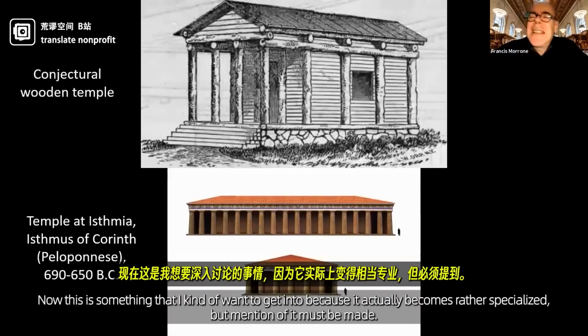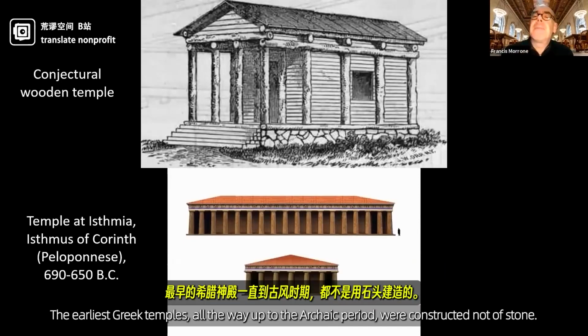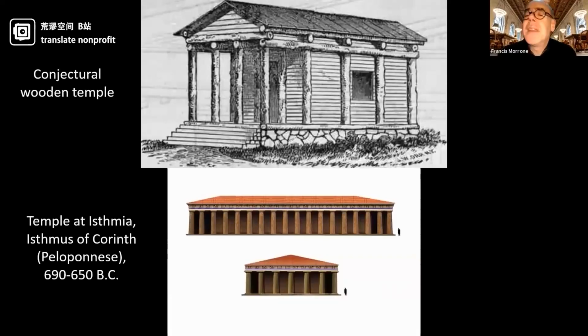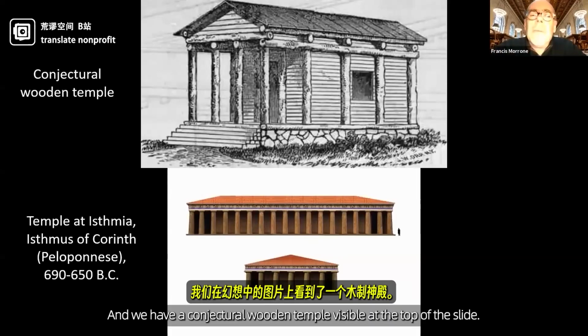Now, this is something I want to get into because it becomes rather specialized, but mention of it must be made. The earliest Greek temples, all the way up to the Archaic period, were not constructed of stone. They were wooden buildings. And we have a conjectural wooden temple visible at the top of the slide.